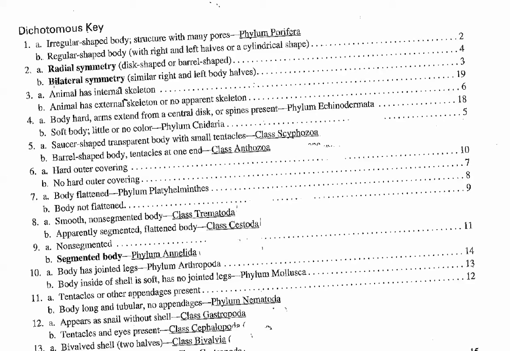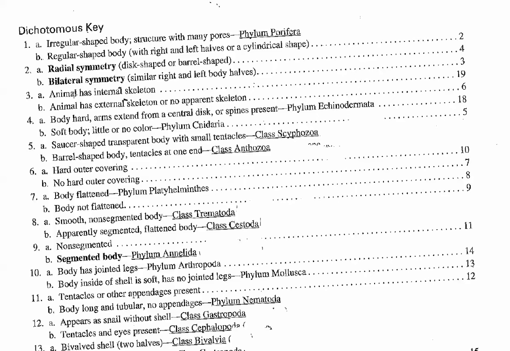And here, you're deciding whether that symmetrical animal that you're looking at has either radial symmetry, meaning it's disc-shaped or barrel-shaped, or bilateral symmetry, meaning it's an animal like us that has similar right and left halves of the body. If it was an animal that looked like us, like maybe you were looking at a lizard or something like that, then you would choose this option, and that would take you to the third dichotomy.